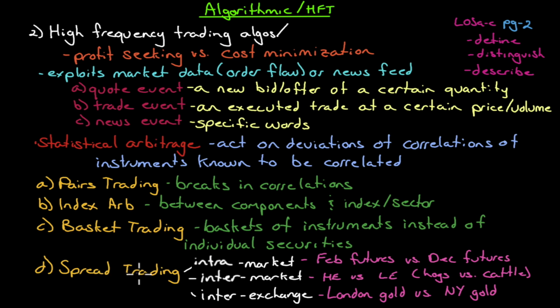Spread trading. Intra-market, something like February futures versus December futures. If you remember, we said we price out futures with an arbitrage argument. Well, if they get out of line, there's the argument that fixes it, right? Intermarket spread trading, hogs versus cattle. Perhaps there's a relationship between hogs and cattle that breaks down and you want to take advantage of it.